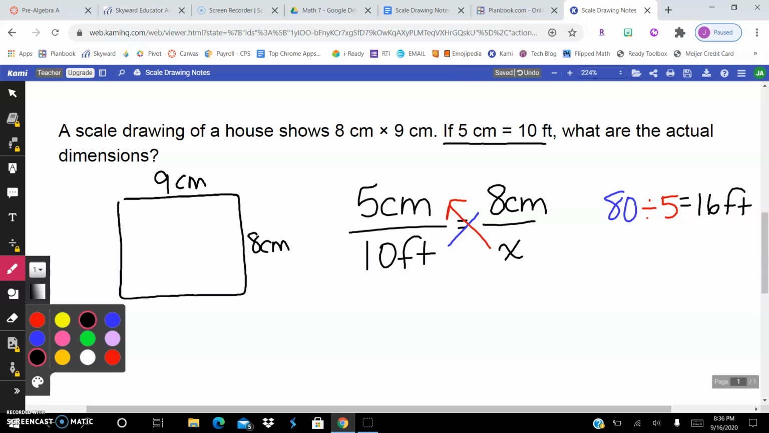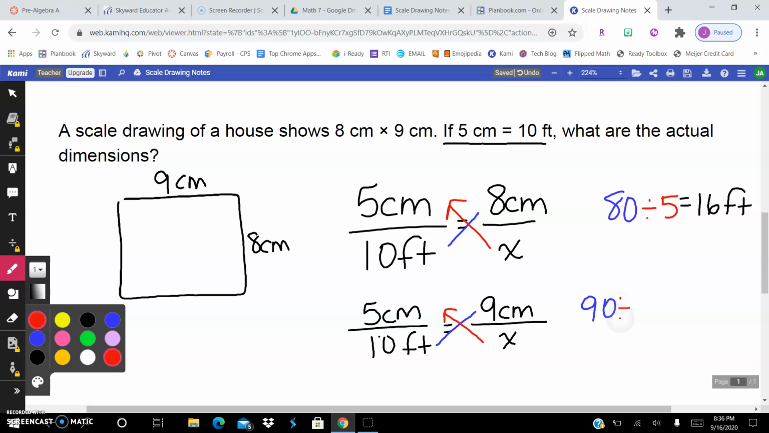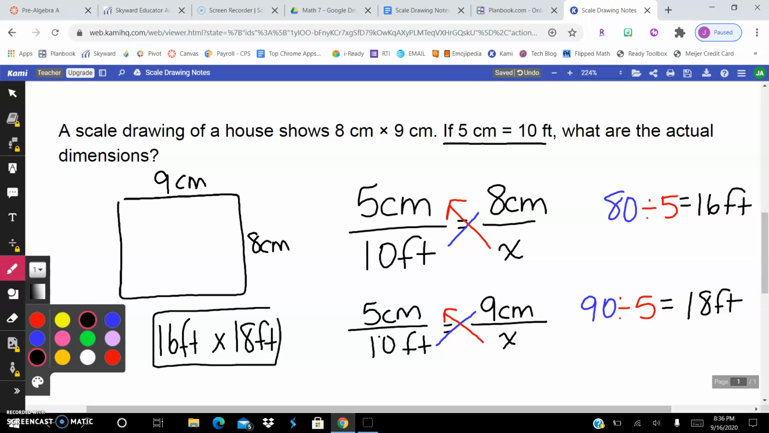And we have to do this one more time for the 9 centimeters. So 5 centimeters over 10 feet equals, keep our units lined up, centimeters on the top. We're trying to find the feet at the bottom. Cross multiply, 10 times 9 is 90. And then divide by what's across from the X. So we have 90 divided by 5, and that would give us 18 feet. So the dimensions of the actual house here would be 16 feet by 18 feet. So we needed 2 answers for this problem.